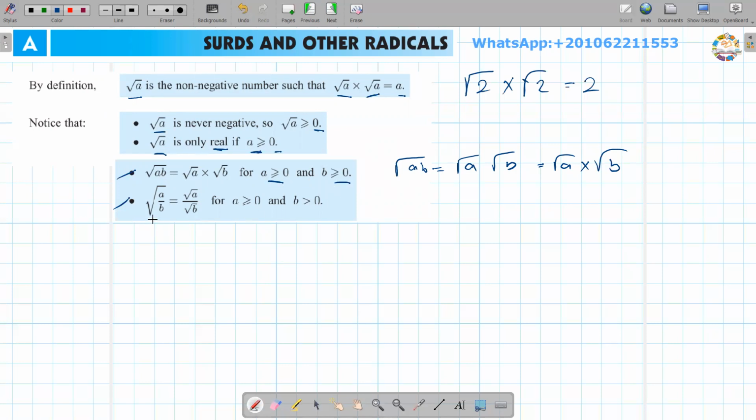Here you have another property: if you face root A over B, it is equivalent to root A over root B. Notice that A should be greater than or equal to 0 and B should be greater than, I'm sorry, not equal to 0, because if it's equal to 0, the denominator would be 0, and in this scenario you're going to reach an undefined value. Then B greater than 0 only.